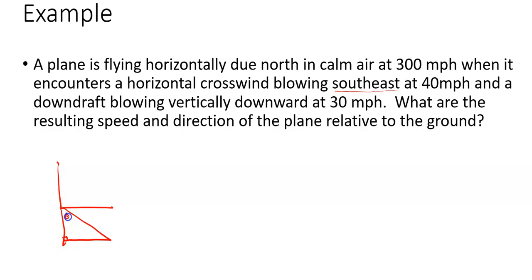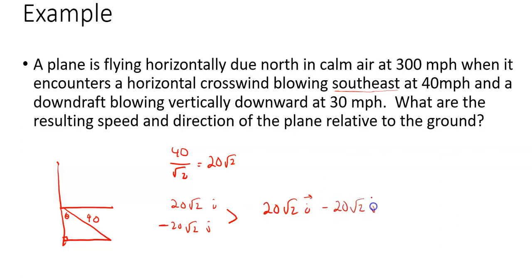If this over here is 40, then each of the sides is going to be 40 divided by the square root of 2, which I can simplify to 20 square root of 2. Which way? 20 square root of 2 in the I direction, and 20 square root of 2 in the negative J direction, because it's going east, but it's also going south. Rather than write 20 square root of 2 I minus 20 square root of 2 J, I can factor out the 20 square root of 2 and I'm left with I minus J.